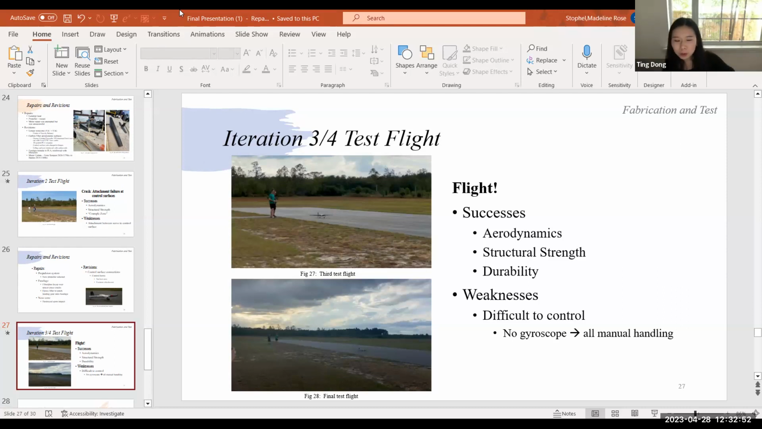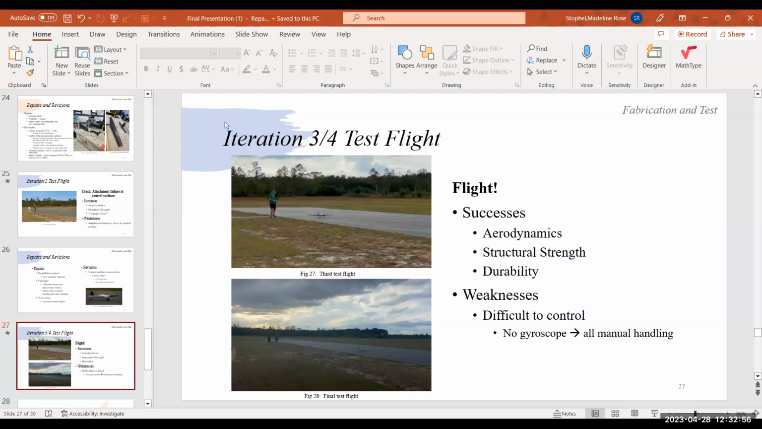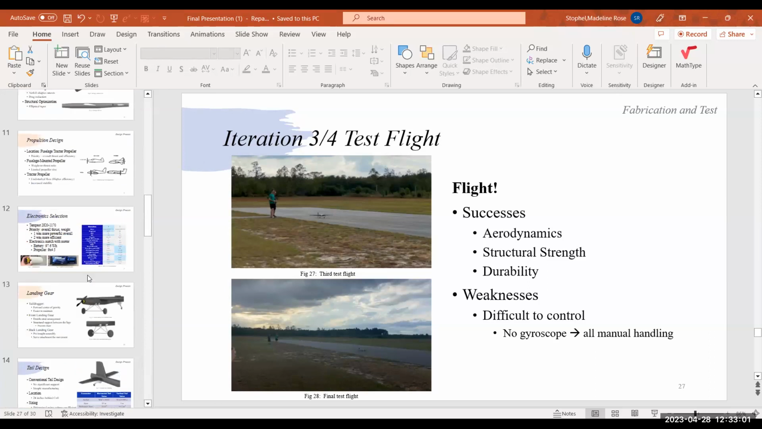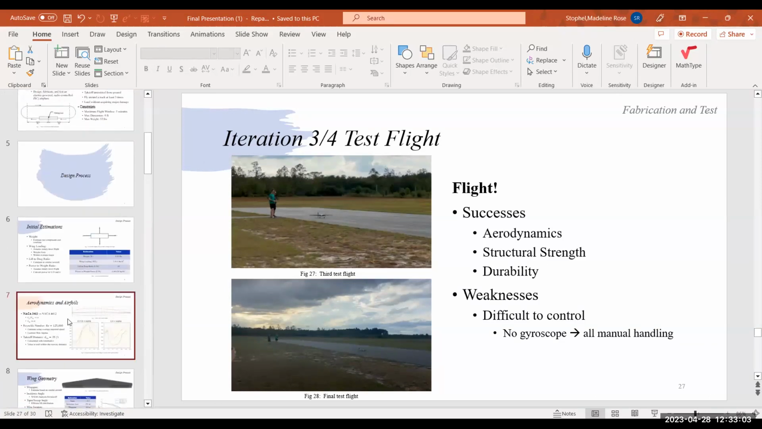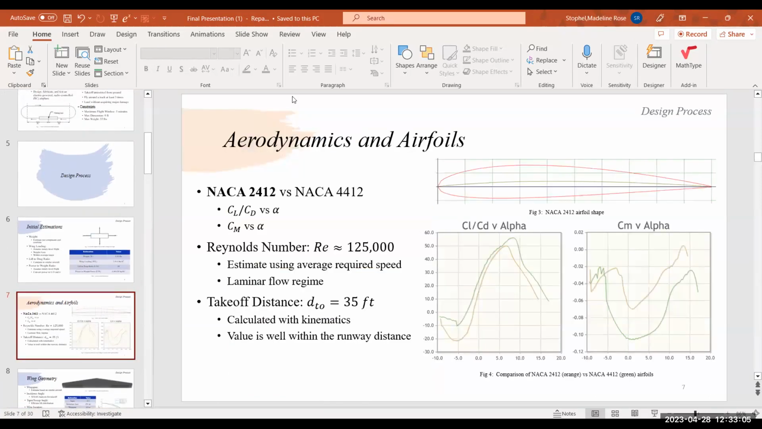I think Carl has one more question. Yeah, can we go to the slide about the wing really quick, like the airfoil selection? Yeah, that one. Okay.